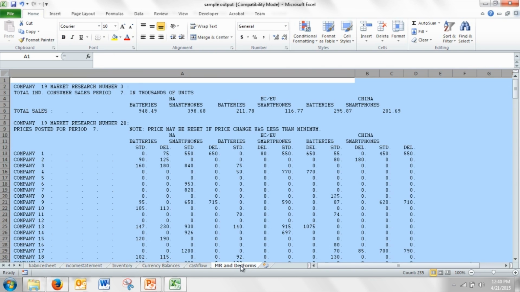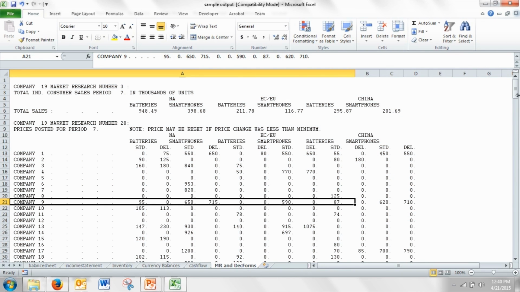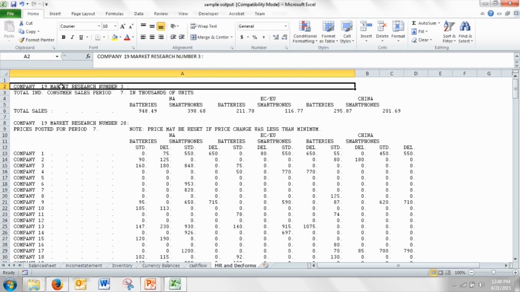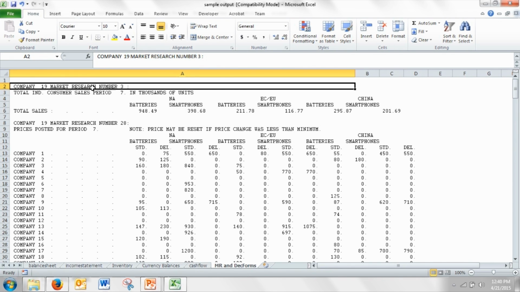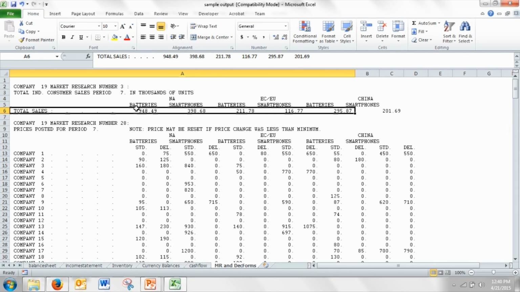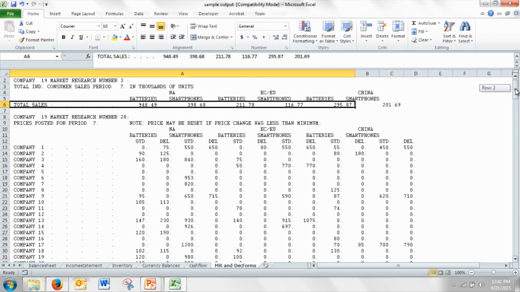The last tab is the market research and decision form sections. So on this particular section you will see all of the market research that you ordered. So you get 3, 28, and 7 for free in this particular game. So you can take a look at the size of the market. It looks like 948,000 batteries were sold in North America and almost 400,000 smartphones. So that gives you an idea of that.